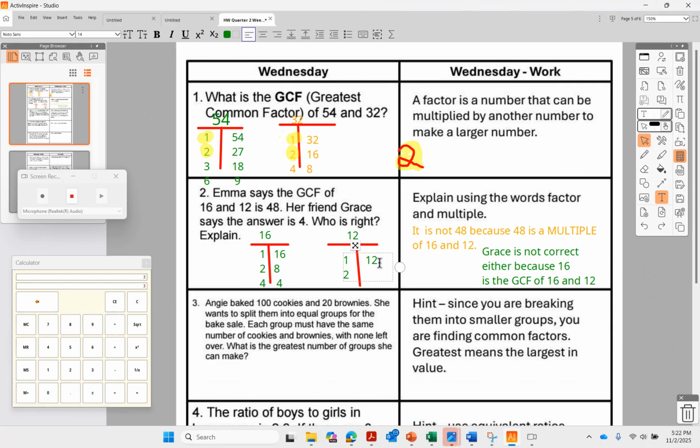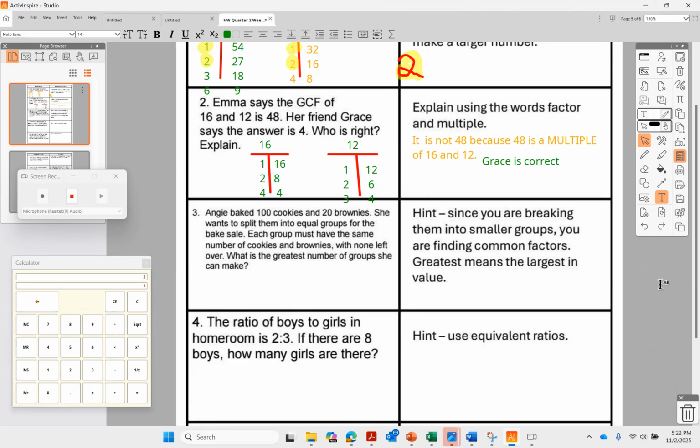2 times 6 is 12. And 3 times 4 is 12. So Grace is correct. Okay? And you can tell me if you caught the error before I made it. Okay, let's go on to Angie.